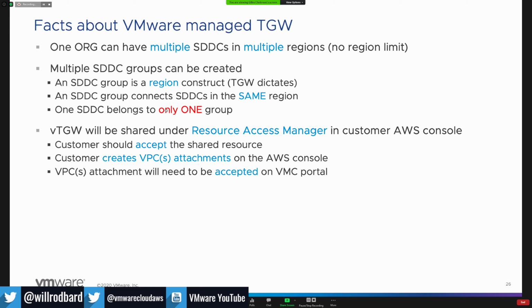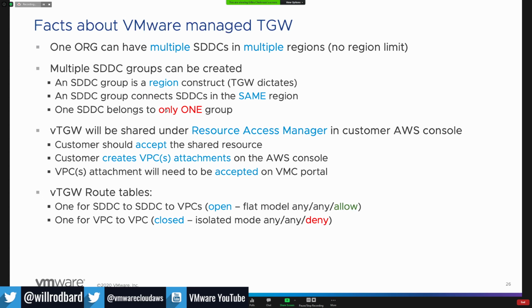The vTGW will be shared under Resource Access Manager. And this is on the customer AWS console. So the customer should go and accept the share. Once he accepts the share, it can create VPC attachment on the AWS console. And we need to go back to the VMC portal and accept these VPC attachments.